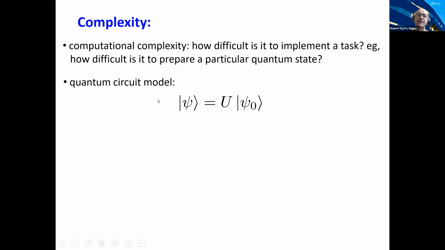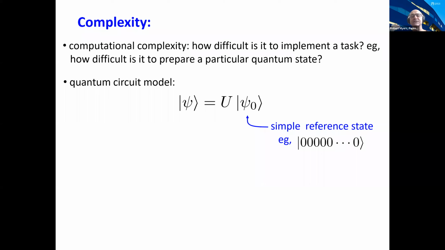We've got a reference state, and we're going to transform it into our favorite or our target quantum state. Now, the reference state, this psi naught, we should think of it as being some simple state. So for example, if it was a string of spins, we could start with the state where all of the spins are down. Typically, in this context, when we think of simple, we think of an unentangled state. So the basic degrees of freedom have no entanglement in the reference state.